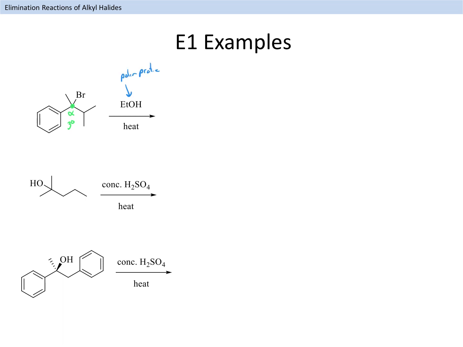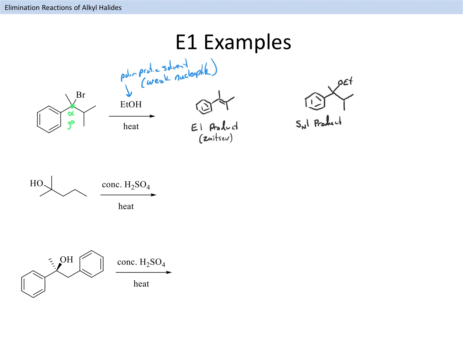Notice the absence of any strong bases or strong nucleophiles. Without a strongly reactive reagent, it is unlikely that a bimolecular reaction would occur, simply because there isn't a second molecule to participate in the reaction. What this means is that these conditions disfavor the SN2 and E2 reactions because of the lack of a strong nucleophile or strong base. They do, however, favor unimolecular reactions. We would expect to see an E1 elimination, producing the Zaitsev alkene, along with SN1 product, in which the solvent, ethanol, replaces the leaving group.